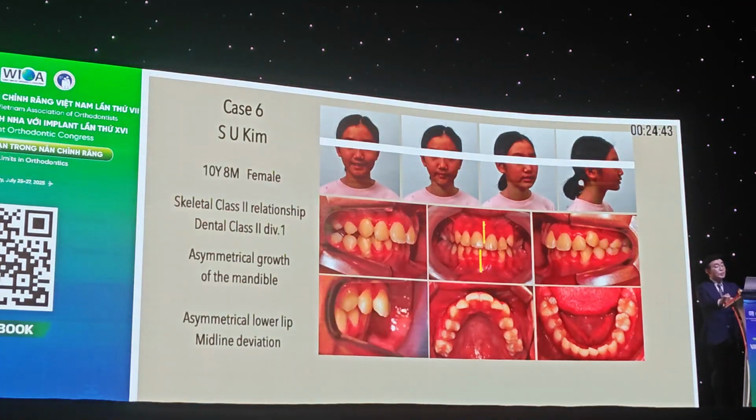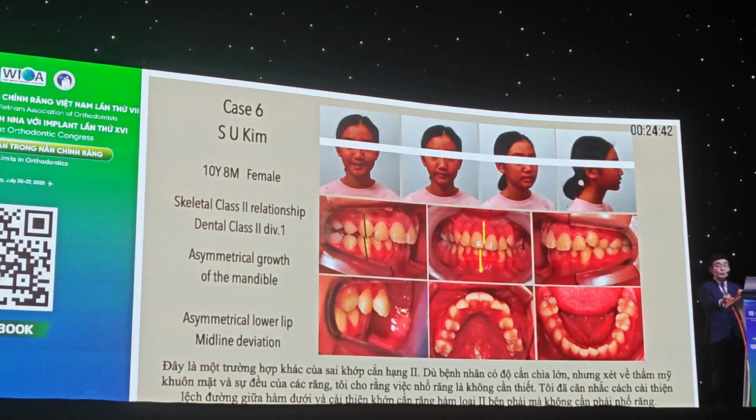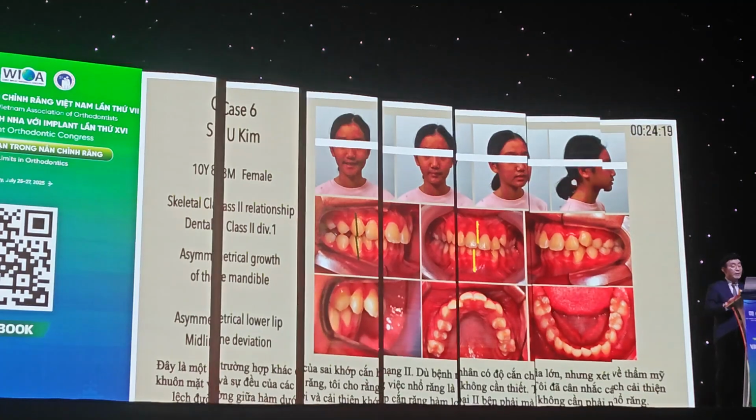This is another case of class 2 subdivision malocclusion. Although the overjet is large, the facial aesthetics and dental alignment suggest that extraction may not be necessary. I pondered how to correct the midline deviation of the mandible and improve the class 2 molar relationship on the right side without resorting to extraction.